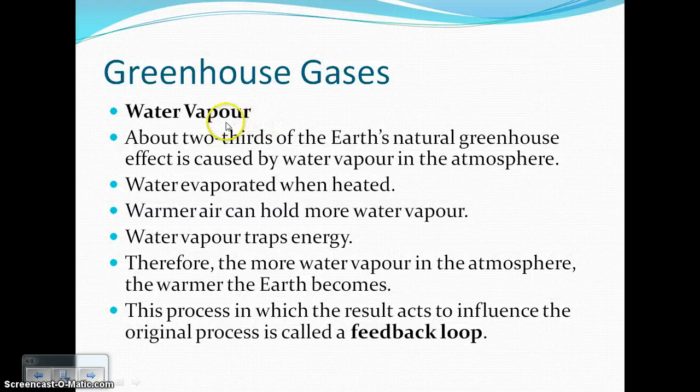Another greenhouse gas is water vapor. This makes up 2/3 of the Earth's natural greenhouse effect in the atmosphere. Water is evaporated when heated. Warmer air can hold more water vapor. In turn, water vapor traps energy. So as a result, the more water vapor that's in the atmosphere, the warmer the Earth becomes. This process, in which the result acts to influence the original process, is called a feedback loop.